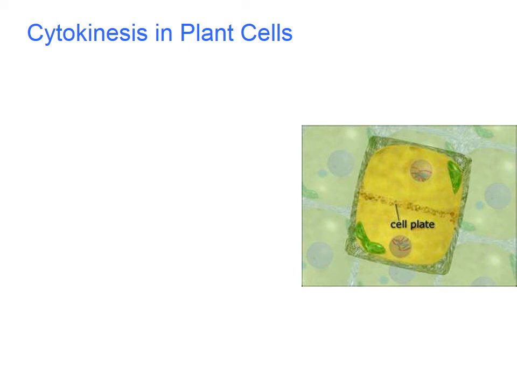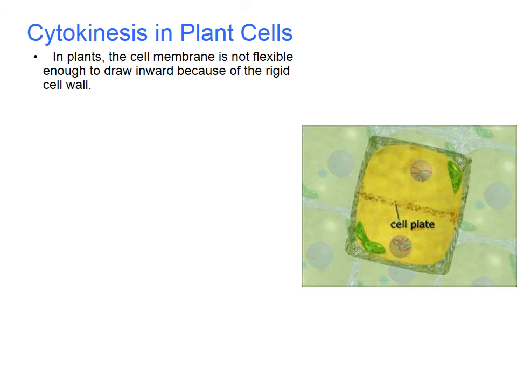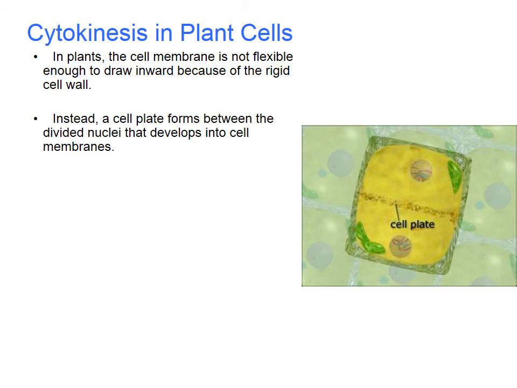Now in plant cells, the cell membrane is not flexible enough to draw inward, so it can't make that little furrow. Because remember, it's got a cell wall, right? Well, what they have is it forms a cell plate in the middle there, and that cell plate is what will develop into the cell membrane. And then the cell wall will form in between the 2 new membranes.